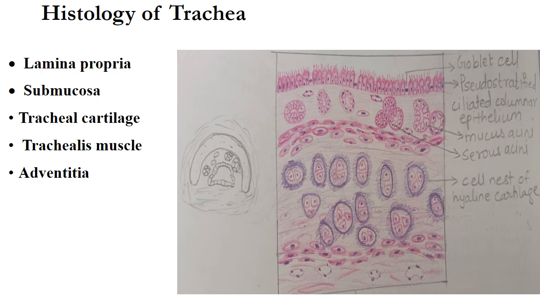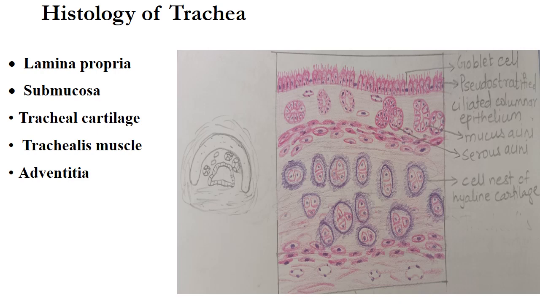The submucosa contains mucous acini with serous demilunes, and the ducts of these glands are lined by cuboidal epithelium. Submucosa also contains lymphatic follicles, and blood vessels and lymphatics are present in the submucosa. And then the tracheal cartilage is there.